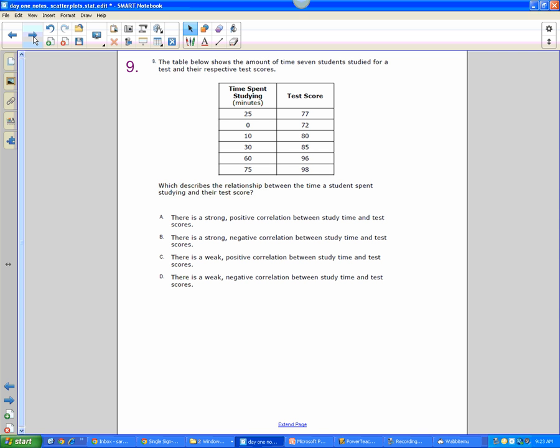Number 9, the table below shows the amount of time 7 students study for a test and their respective test scores, which describes the relationship between the time a student spent studying and their test score. So again, you've got these words correlation, and you have numbers. You don't have a graph that you can draw a line on. So you're going to have to find the R value. Since you don't have a graph, you've got a table. You're going to find an R value.